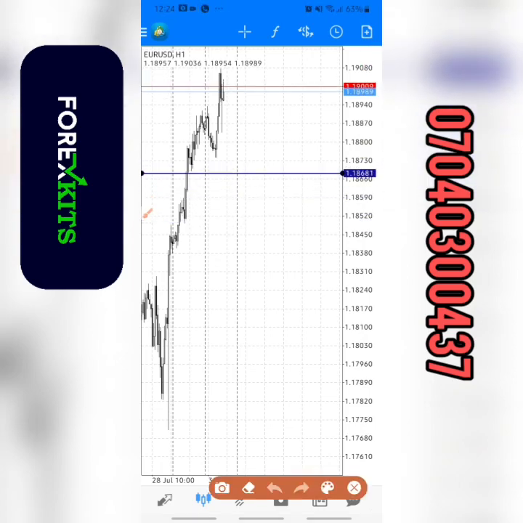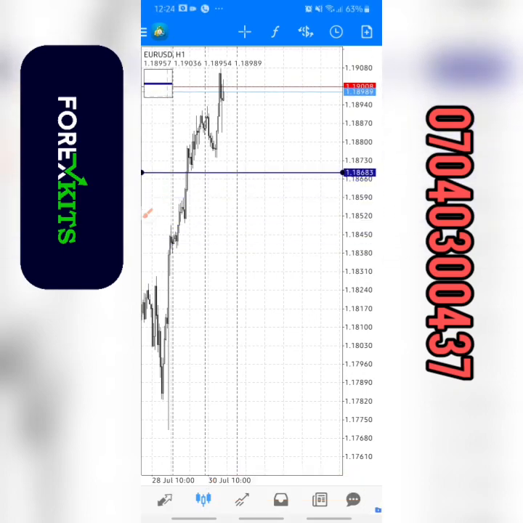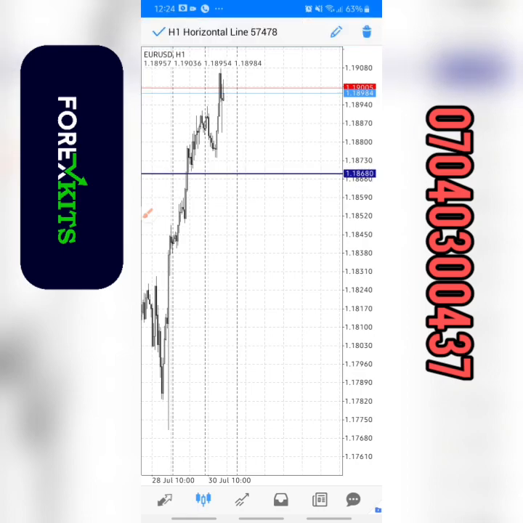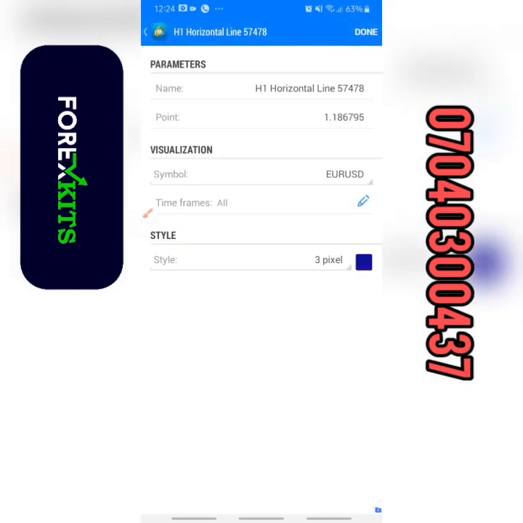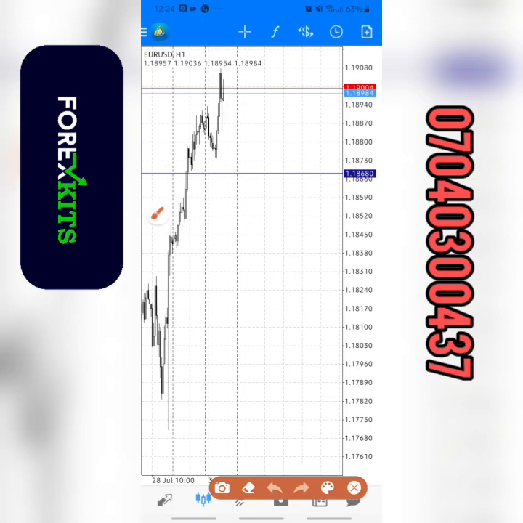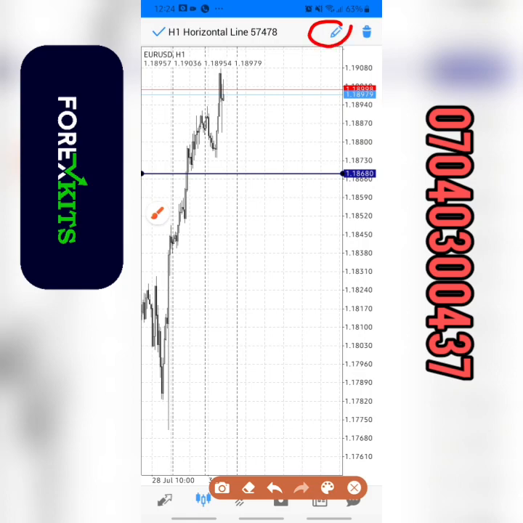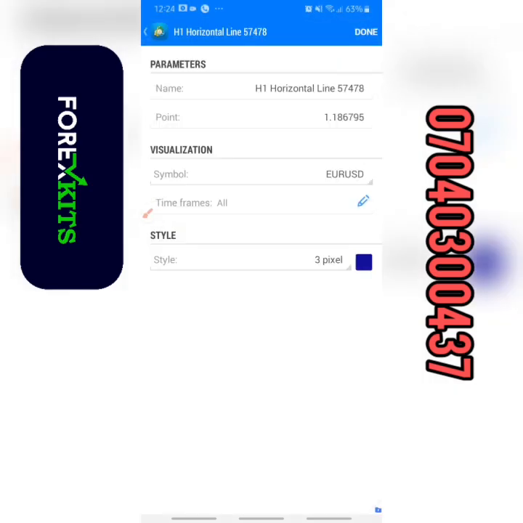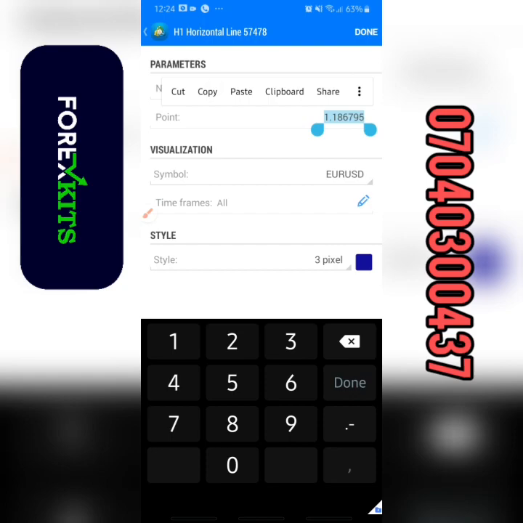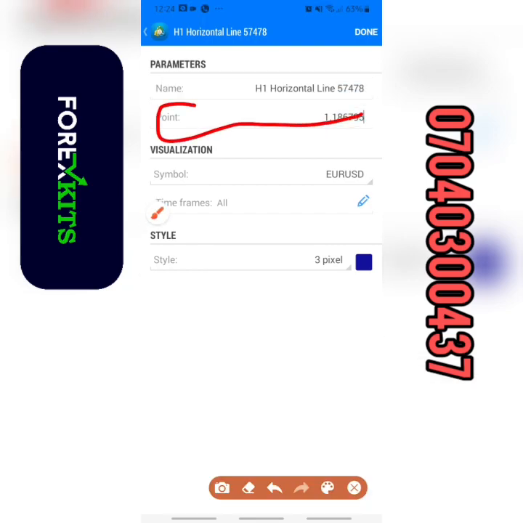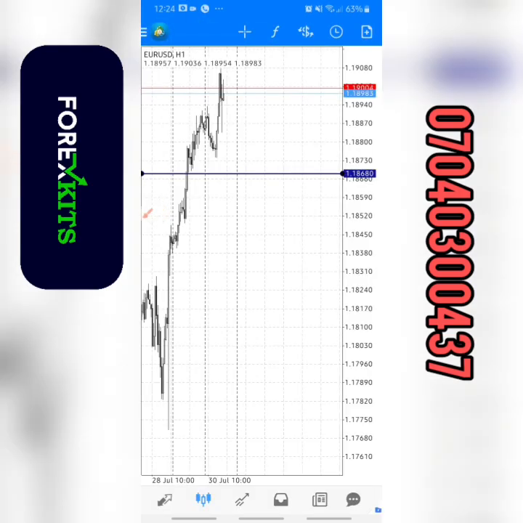Basically what you do is drag the horizontal tool until it reaches a price level you are okay with to set your stop loss order. Then click and hold it at that level, and once you click on it, there is an edit button that pops up up here. Once you click on that, you can copy the points. This is the price level. Once you copy that, you can now go and place your order.